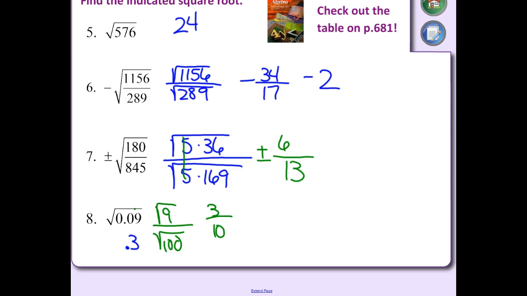All right, so we're basically only working with the number parts today and familiarizing ourselves with some rational number square roots. And so then we're going to see that we can use page 681 to help us.